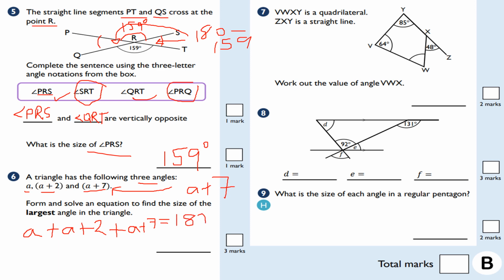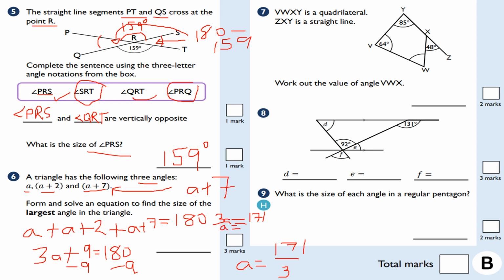Angles in a triangle add up to 180 degrees. A plus A plus A is going to be 3A. 3A plus 9 is equal to 180. Subtract 9 on both sides and then divide through by 3. So A would equal 171 over 3, okay? So take 9 off both sides. Sorry about that if I jumped a step there. So you get 3A is equal to 171. And then divide through both sides by 3. Okay, A is equal to 171 divided by 3.